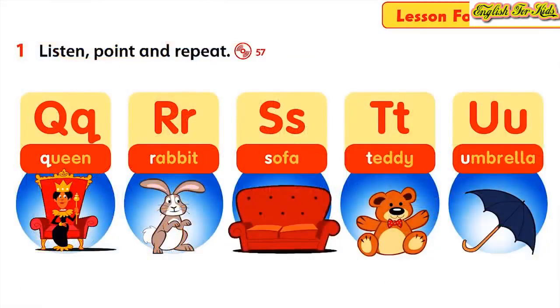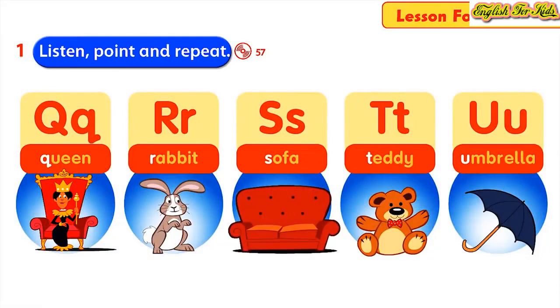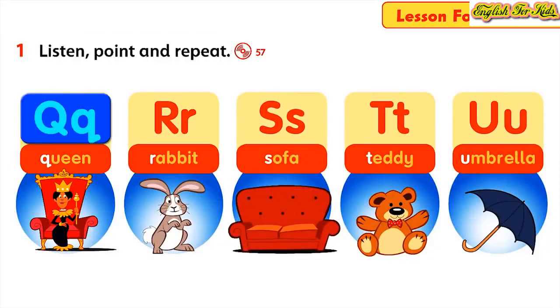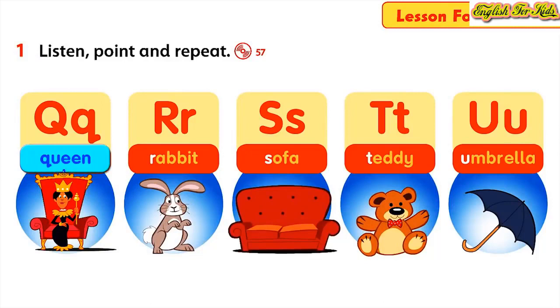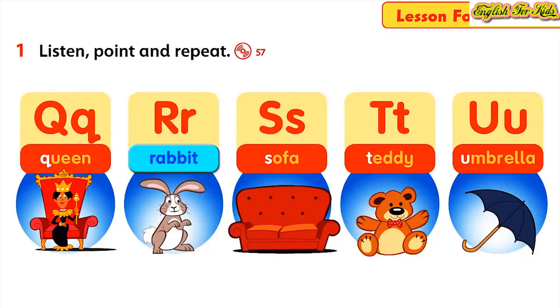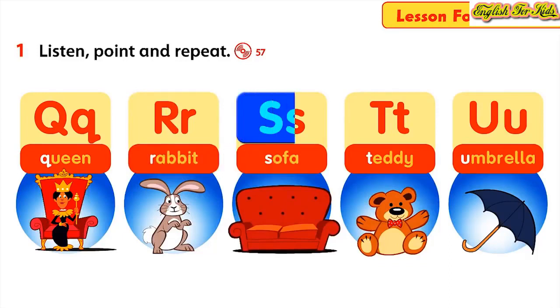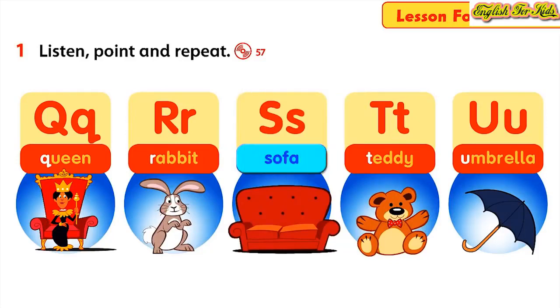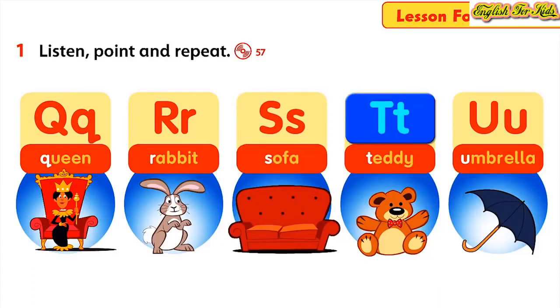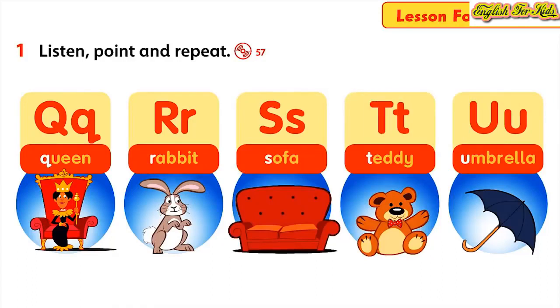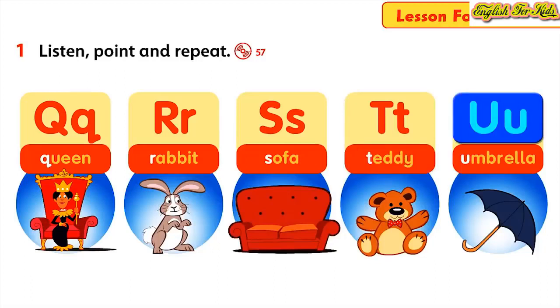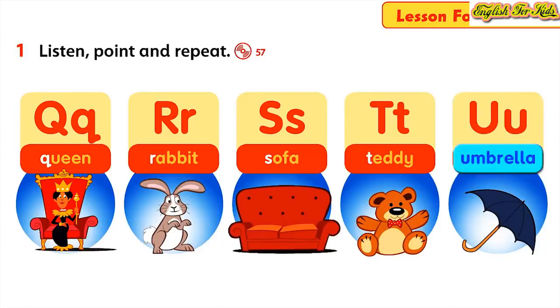Listening 57. Listen and point. Letter Q. Qu. Queen. Letter R. R. Rabbit. Letter S. S. Sofa. Letter T. T. Teddy. Letter U. Umbrella.